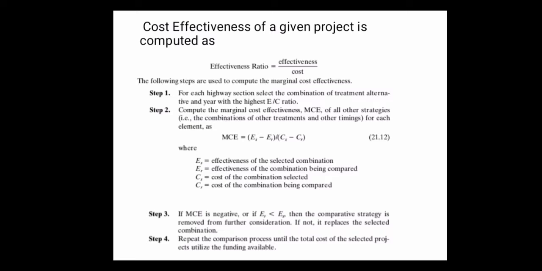Step 3. If MCE is negative, or if E sub R is less than E sub S, then the comparative strategy is removed from further consideration. If not, it replaces the selected combination. Then step 4, repeat the comparison process until the total cost of the selected projects utilizes the funding available.